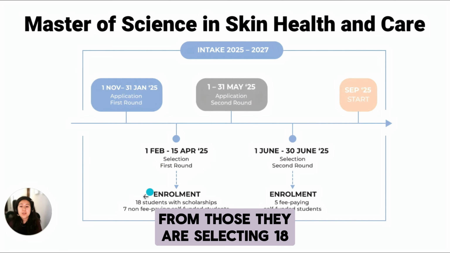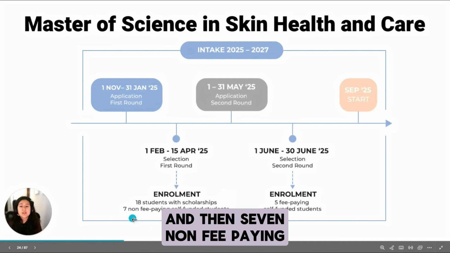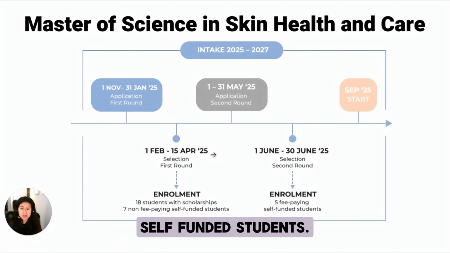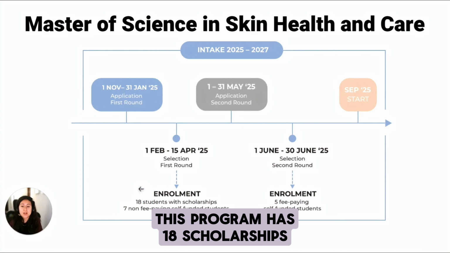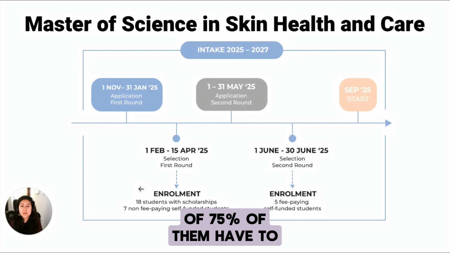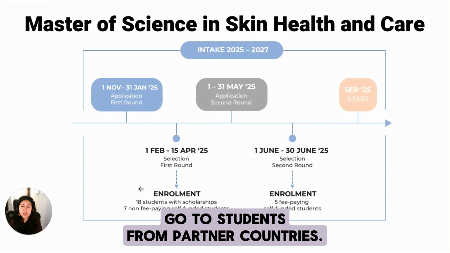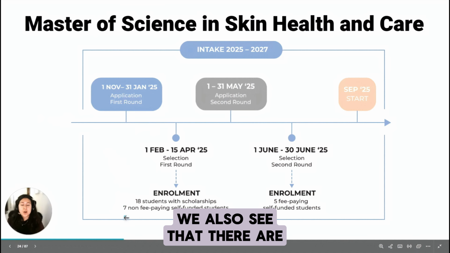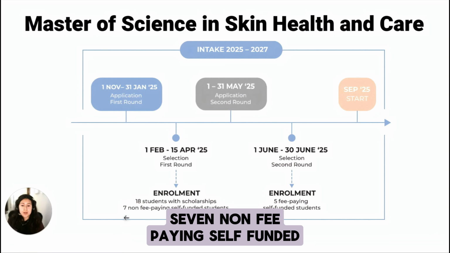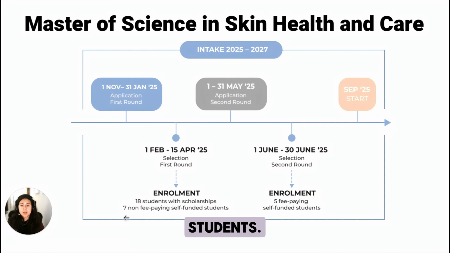From those, they are selecting 18 students with scholarships and then 7 non fee paying self funded students. This program has 18 scholarships, Erasmus scholarships. That means a minimum of 75% of them have to go to students from partner countries. We also see that there are 7 non fee paying self funded students.